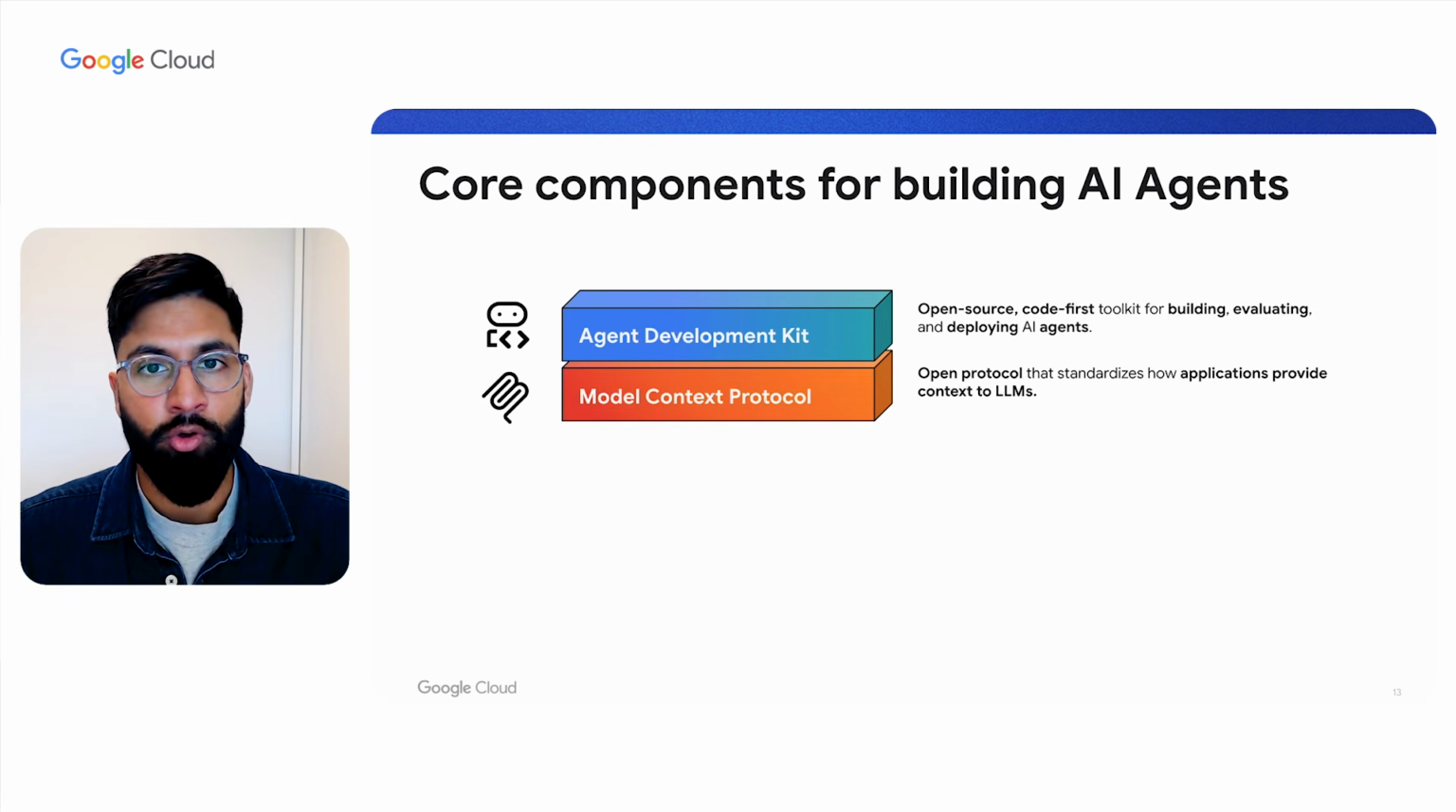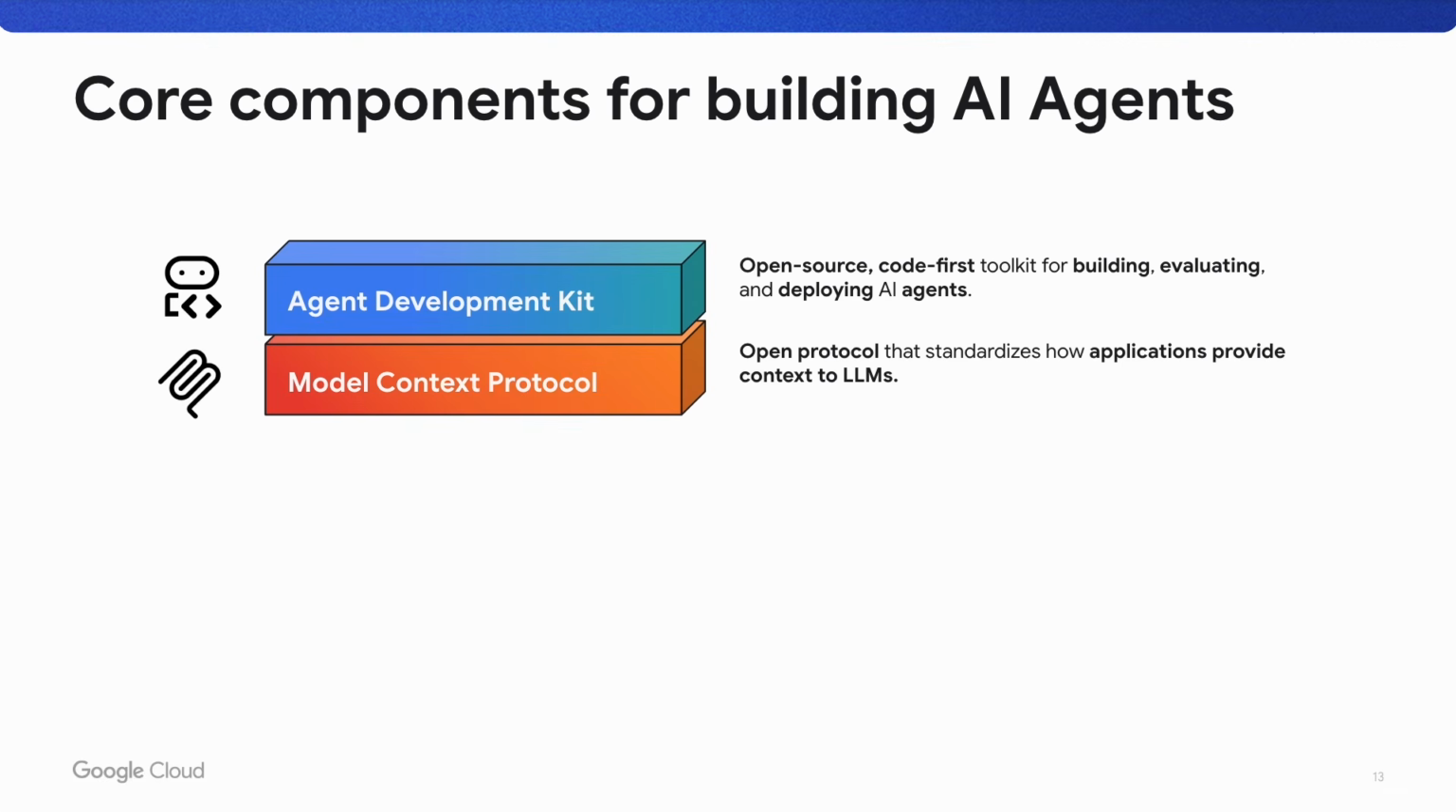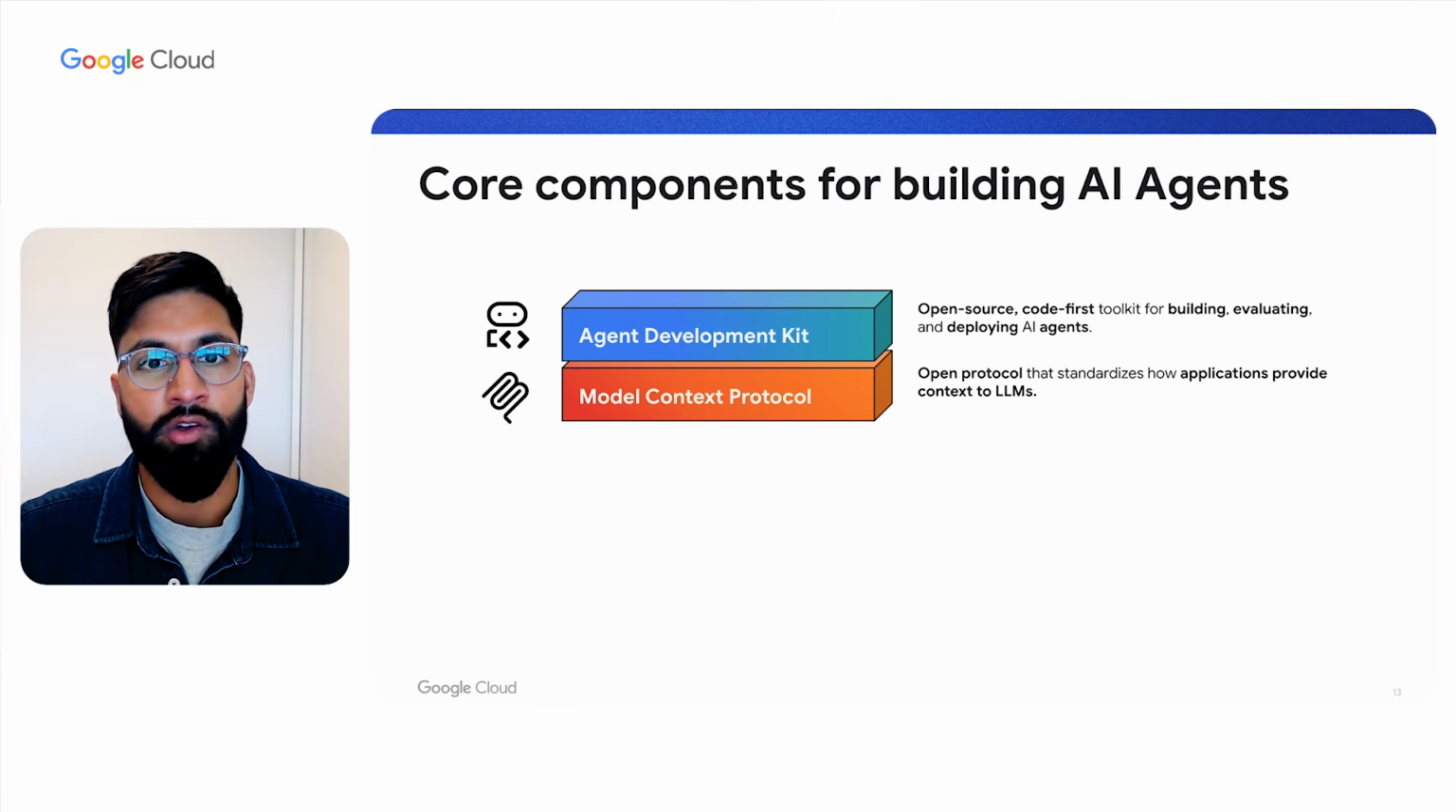Next, to address the protocols challenge, we have the Model Context Protocol, or MCP. This is an open protocol that standardizes how your applications provide context to LLMs. Imagine your agent needing information from a database or a web service. MCP provides a uniform way for that context to flow, making integrations far more predictable and less error-prone.